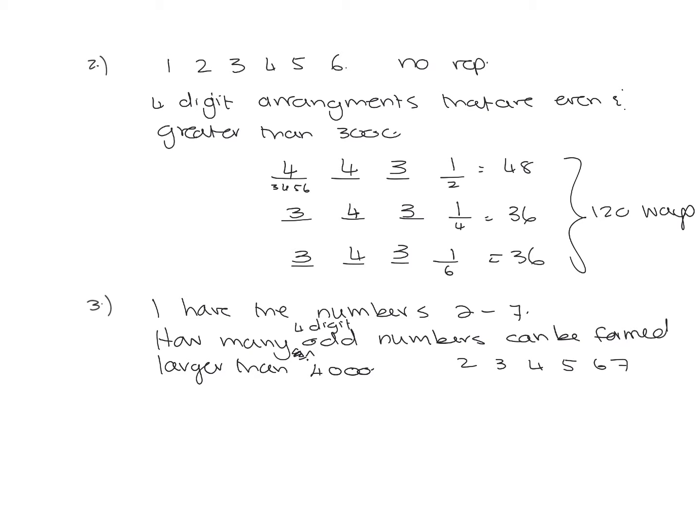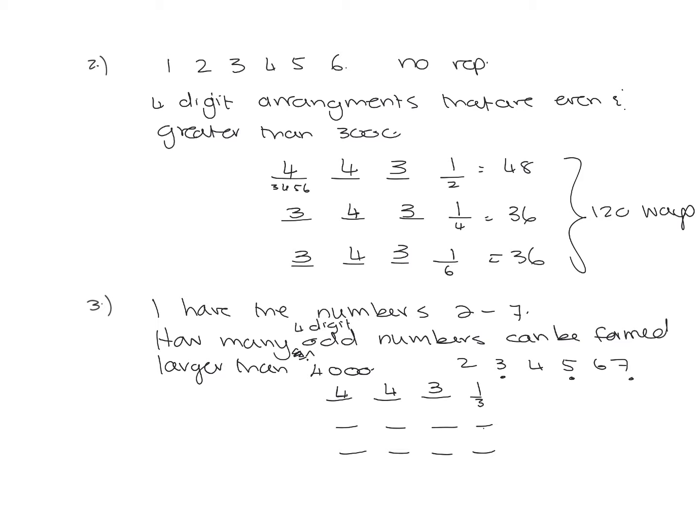Okay, so we want odd, so it can be 3, 5, or 7. So there's again 3 options. Sorry, 4 digits. So now, if it ends with a 3, we've got 1 choice. It has to be larger than 4,000, so it can be 4, 5, 6, or 7. So 4 choices. So 2 numbers are gone out of the 6. So there's 4 choices and 3 choices.